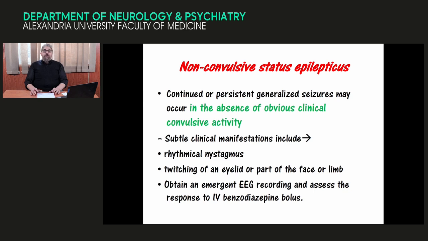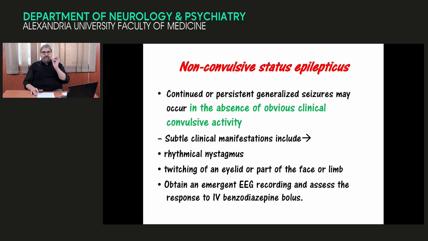The fourth point, we all know, or we have to know, is status epilepticus. We know that it is a persistent state of convulsing for a while, and if the patient is presenting with status epilepticus, it is a neurological emergency. In some cases, the patient may present with what is called non-convulsive status epilepticus. It means that the patient may experience persistent, continued, or generalized seizures in the absence of obvious clinical convulsive activity. He's not convulsing. He's looking flat in his bed. He's looking comatose or something like that.